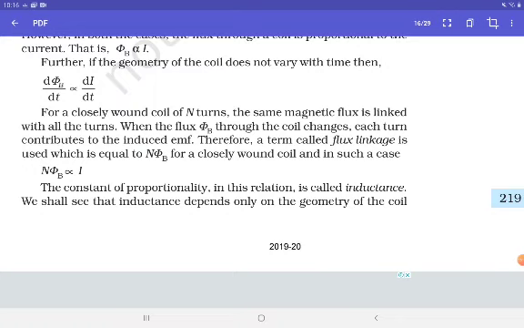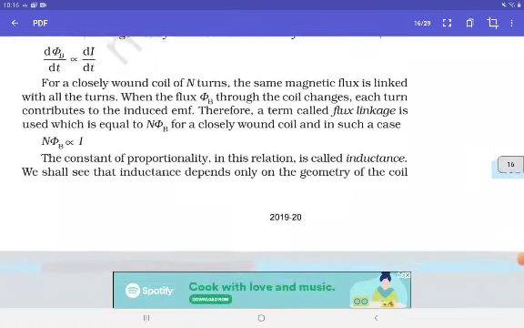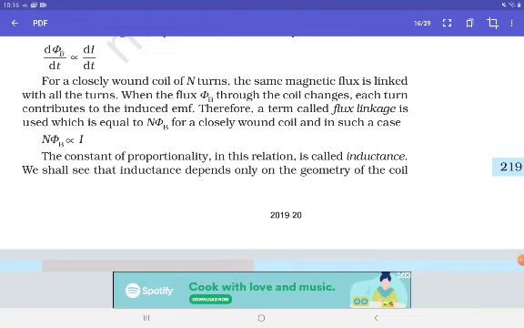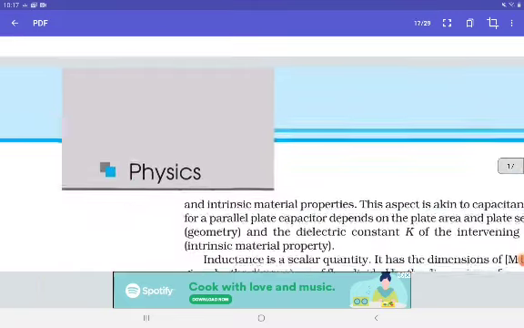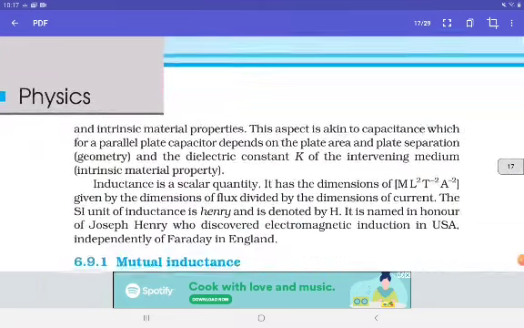For a closely wound coil of N turns, the same magnetic flux is linked with all the turns. When the flux phi B through the coil changes, each turn contributes to the induced EMF. Therefore, a term called flux linkage is used, which is equal to N phi B for a closely wound coil. In such a case, N phi B is directly proportional to I. The constant of proportionality in this relation is called inductance.